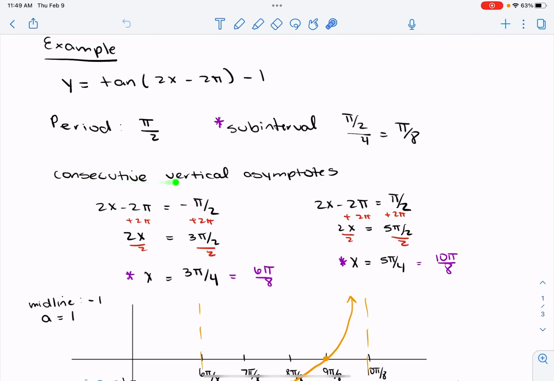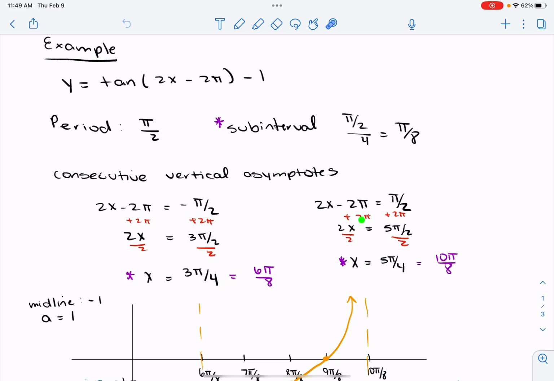Then we're going to find our consecutive vertical asymptotes. We're going to get this object, which is 2x minus 2 pi equals negative pi over 2, and we're also going to set it equal to pi over 2. We're going to solve for x, so we add 2 pi, divide by 2, so x is equal to 3 pi over 4. But to make it easier, you want your subinterval and your asymptotes to have the same denominators. So if this is pi over 8, we would convert this one to 6 pi over 8 by multiplying the top and bottom by 2.